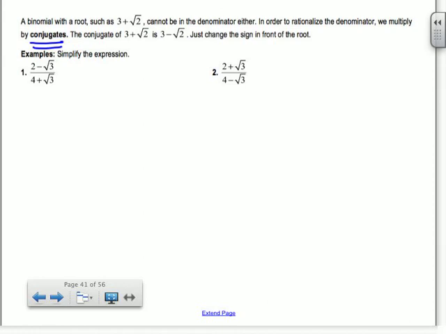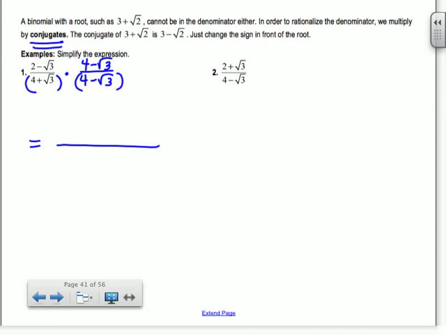So if I have, on the denominator, 4 plus root 3, I need to multiply by its conjugate on the top and the bottom. So I need to multiply by 4 minus root 3 on the top and the bottom. Let's look just at the denominator right now, so leave a spot for the numerator.